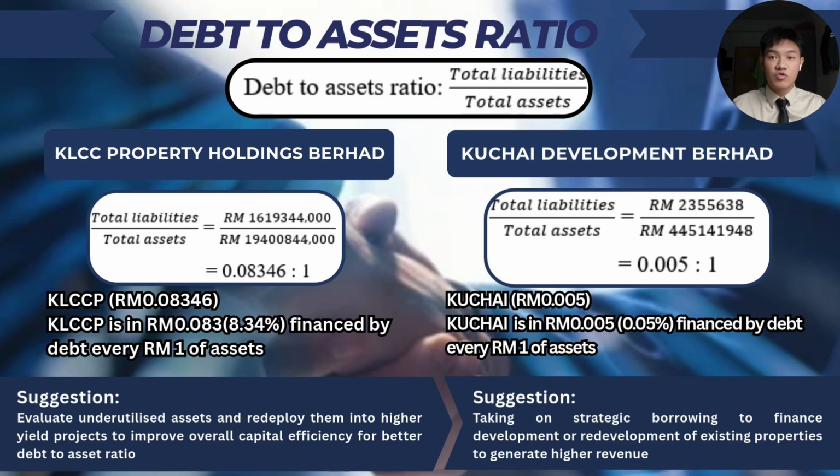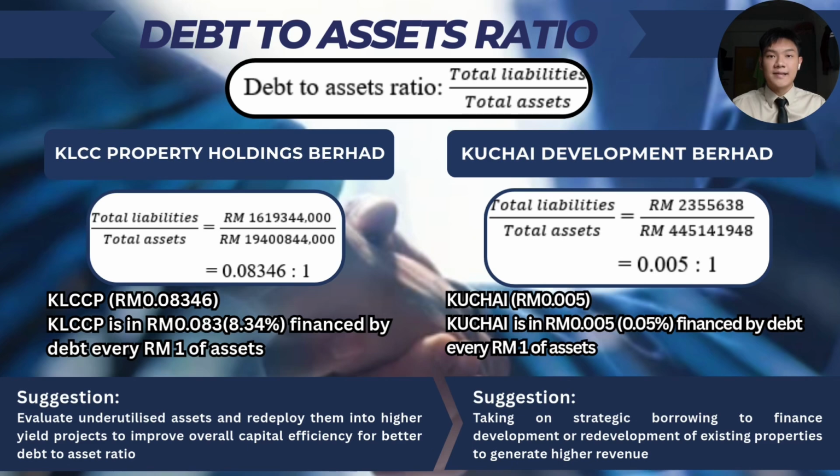Now, moving on to Kuchai Development Berhad. You can see that it gets 0.005 to 1. That means Kuchai Development Berhad is financed by only RM 0.005 of debt per 1 ringgit of assets, which is just 0.5% of its assets coming from borrowings. This means that the company is almost completely equity financed, which means it has a very minimal reliance on debt.